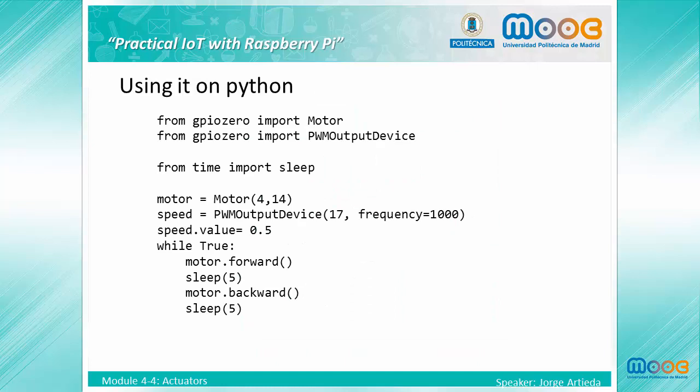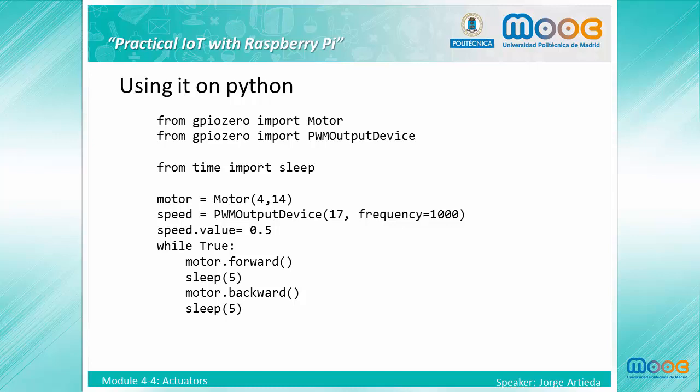To create a PWM output in our Raspberry, we use the PWM output device from the GPIO Zero library. We configure the library to output a pulse on port 17 with a frequency of 1 kHz. To vary the duty cycle, we use the value member, which ranges between 0 and 1.